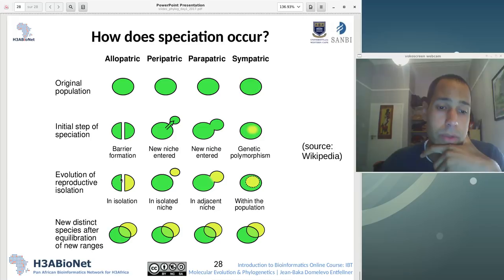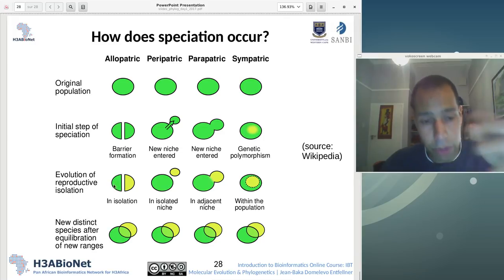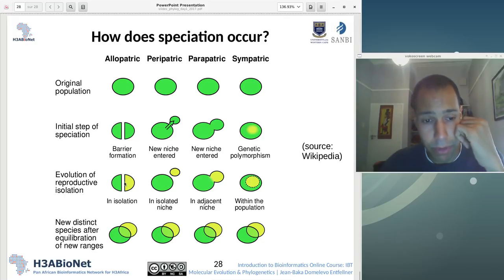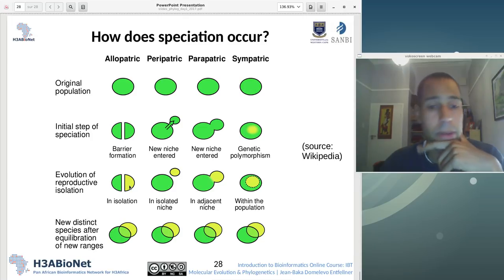So individuals evolve in isolation, and gradually they accumulate mutations. Mutations accumulated in the genomes of the population in green are different from the mutations accumulated in the genomes of the other population. So after some time, you have two different species, because they are no longer able to breed and give fertile offspring. Okay, and there are many reasons for that.